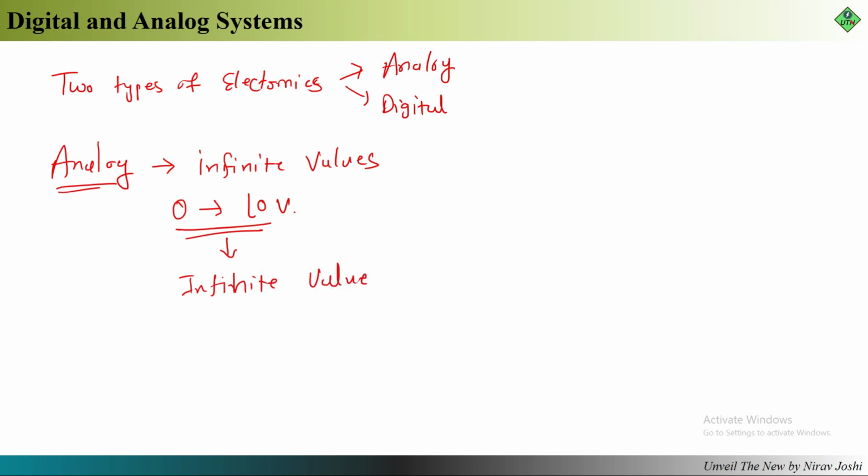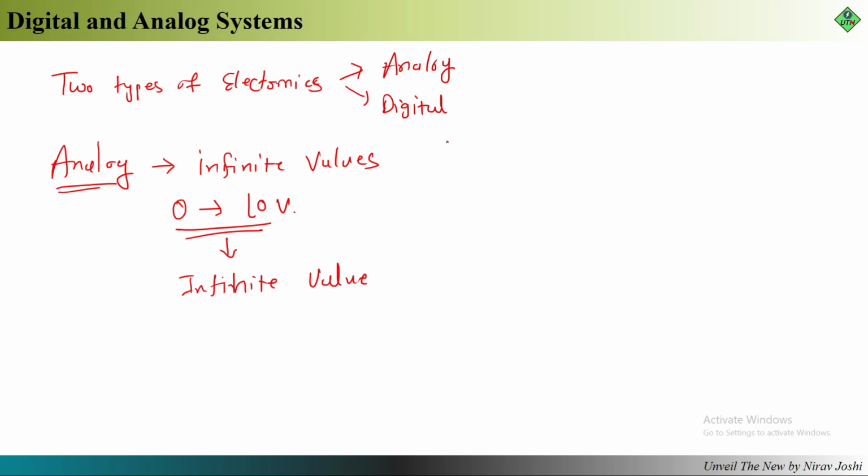It can be 0.001, 0.5, 0.551, 0.10, 1.2, 1.5. Infinite values are possible in analog. So if anywhere you see a signal having infinite values or so many values present, that signal will always be an analog type of signal.